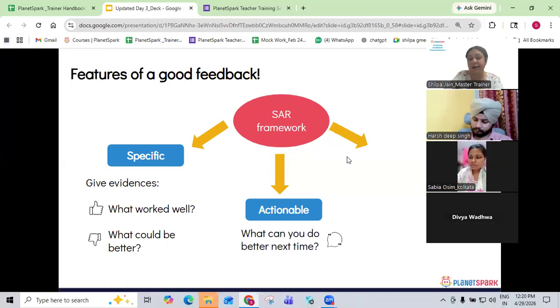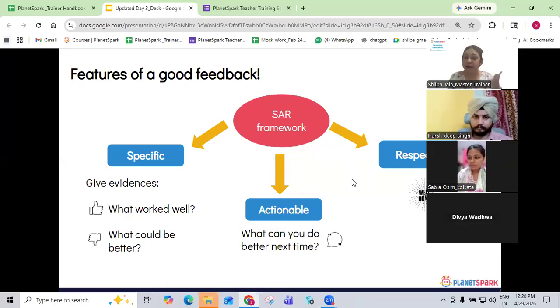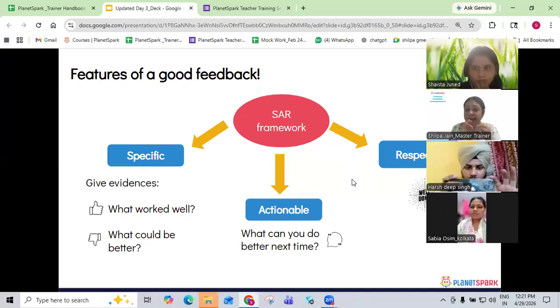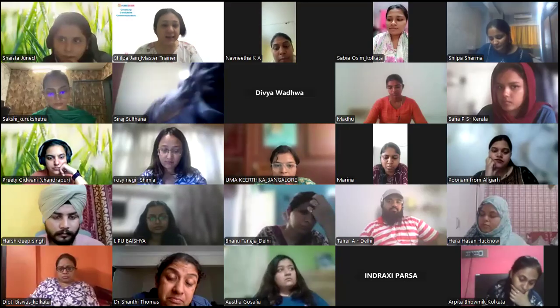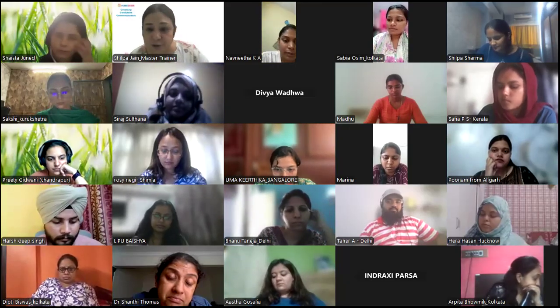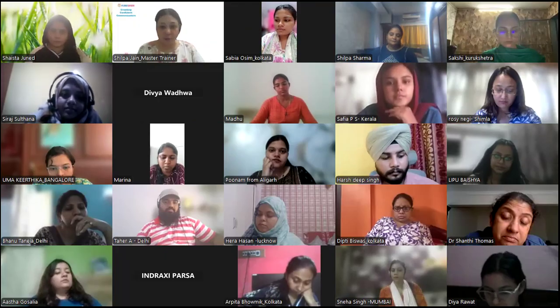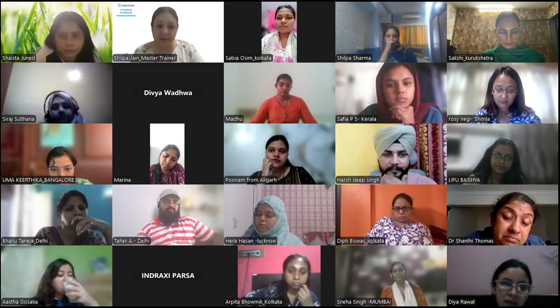And finally, R stands for respectful. Now, what is the meaning of respectful? In no way should your feedback demotivate your learner. It should be balanced in such a way where you highlight the strengths and also the areas of improvement, but without demeaning your learner. That is very, very important. It has to be balanced properly, and that is why we call it the art of giving feedback. Feedback is very important. It's an art that we all need to learn and master here. So this is the framework given by Planet Spark, the SAR framework.